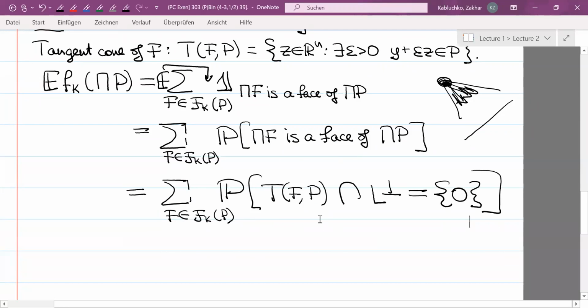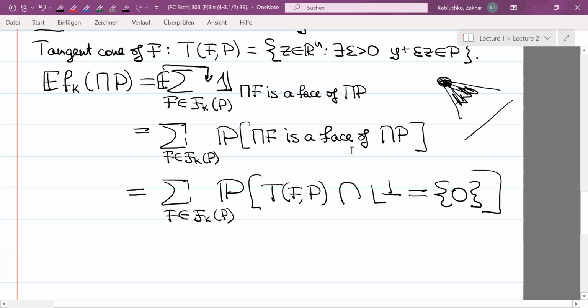I hope this is more or less intuitive. One has to imagine pictures, various pictures of such projections. So this is the direction in which we project in some sense. It is, of course, a linear subspace. It's not just one line. In general, it's a linear subspace. And if this linear subspace does not intersect the tangent space, then the face survives. Otherwise, it is projected somehow into the interior of the polytope, and it is not a face anymore.